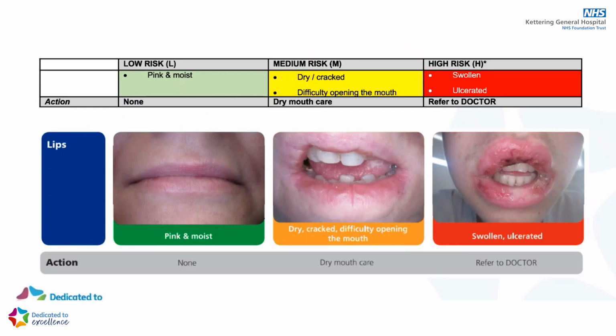So if we look at the lips, we're looking at, are they pink and moist? Are they dry, cracked? Does the patient have difficulty opening the mouth? Are the lips swollen or ulcerated? And there will be these posters around for you to use as a visual prompt and to aid your assessment.